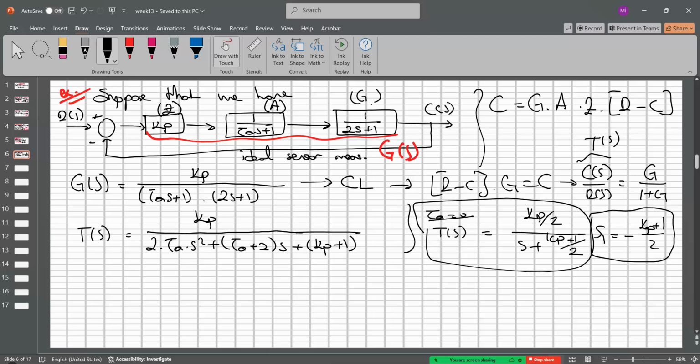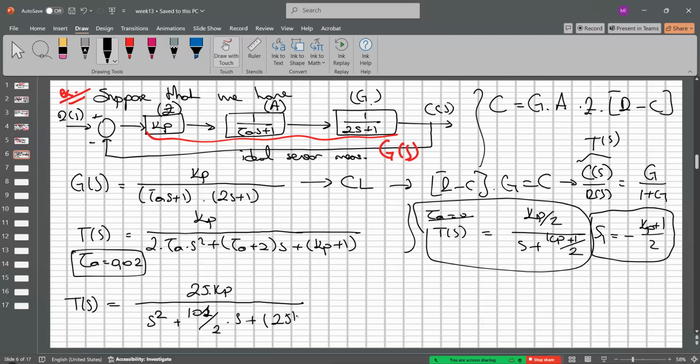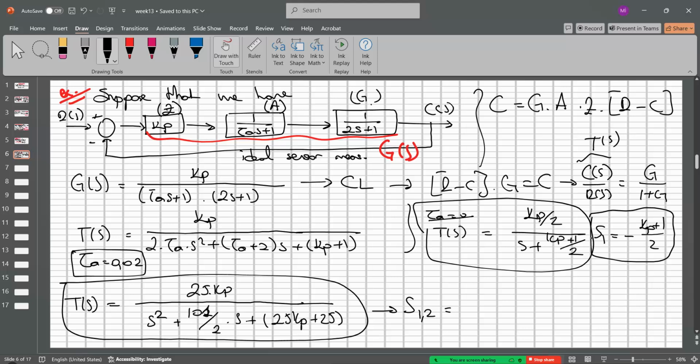And so we can set different root values at the characteristic equation on the basis of the selection of the KP value here. But if we want to use the time constant tau A equal to 0.02, we will have a transfer function just like this one. We just put tau A into this equation, and so 25 KP divided by S squared plus 101 divided by 2 S plus 25 KP plus 25. So what are the roots of this term? We now have two roots instead of one.